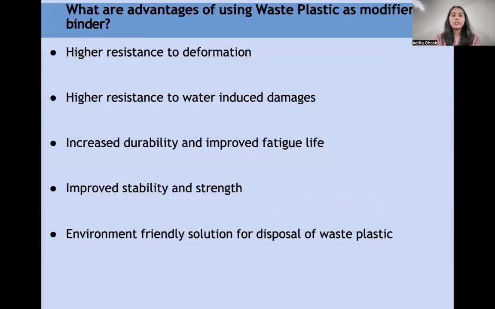Let's discuss what the advantages of using waste plastic as a modifier in binder are. Higher resistance to deformation, higher resistance to water-induced damages, increased durability and improved fatigue life, improved stability and strength, and an environment-friendly solution for disposal of waste plastic.